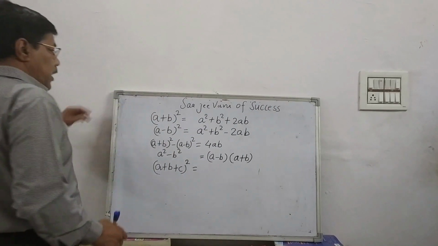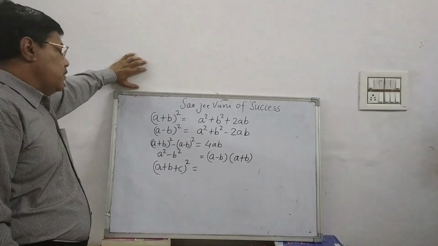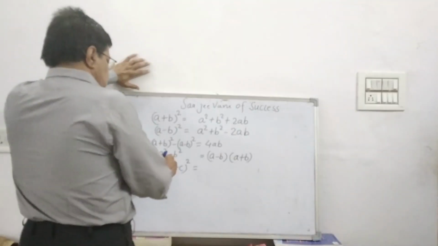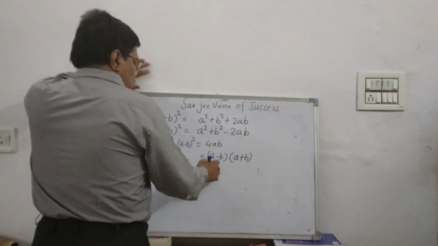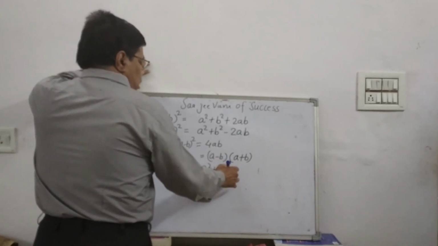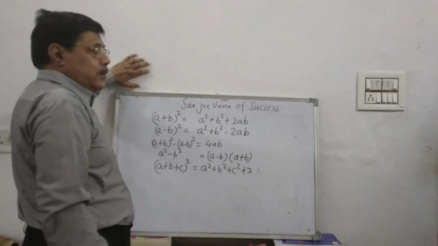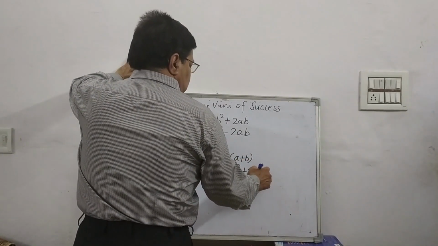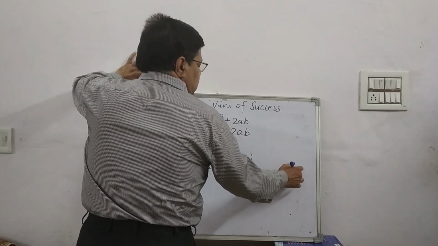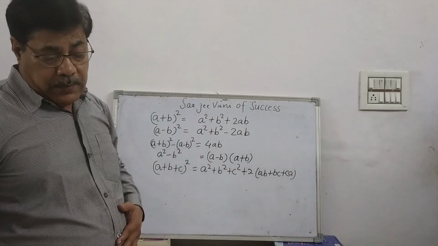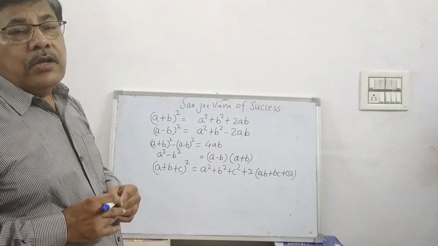Okay. Now tell me the expansion of a plus b plus c whole square. So this expansion: square of this term, square of this term, square of this term. a square plus b square plus c square plus 2 times the product of these two. So what will come? ab plus bc plus ca. This is the expansion of a plus b plus c whole square. Clear?